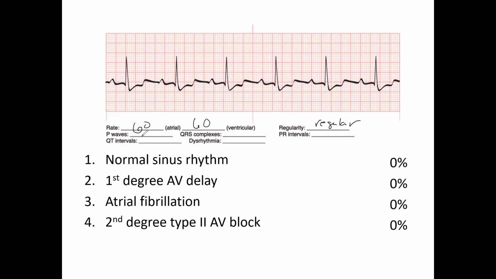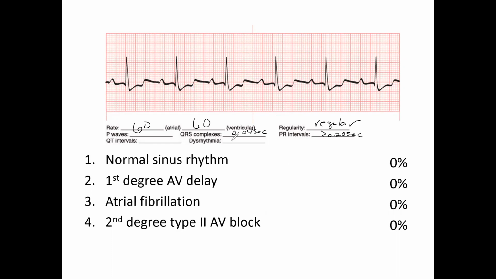P waves, they are normal for their size and shape. Our QRS complexes are right at about 0.04 seconds, so okay duration. PR interval, if you look at our PR interval, is greater than 0.2 seconds on each of these, and that is consistent from beat to beat. So it's greater than 0.2 seconds. QT interval is okay for what we're looking at.